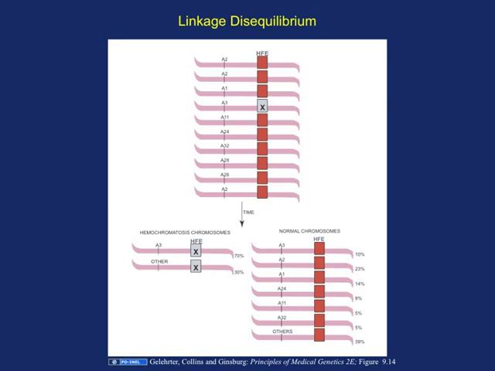Now, if A3 was located a long ways away, we would have expected everything to have been reshuffled by now. You would expect the HLA types in hemochromatosis patients to be identical to the ones in normal chromosomes. That would be called linkage equilibrium. What's happened is there hasn't been enough time yet for this to get all shuffled, and there's still a big excess of A3 in people with hemochromatosis. So this is called linkage disequilibrium.